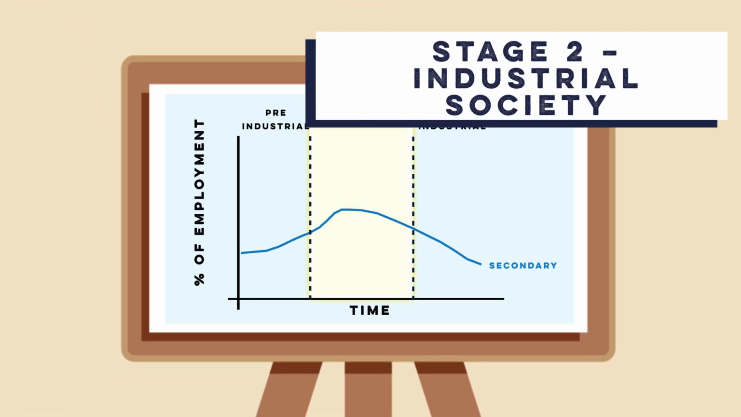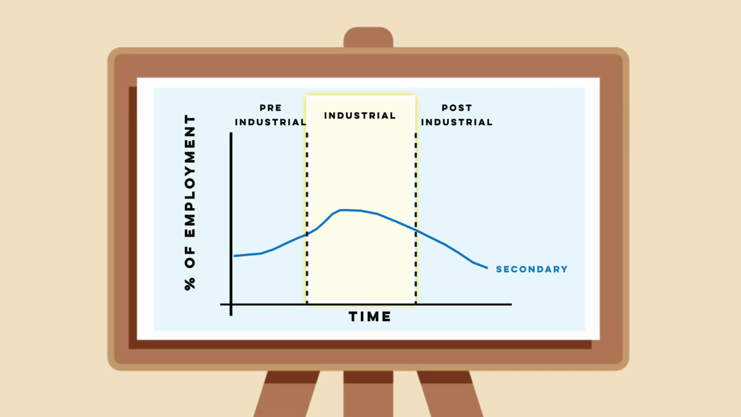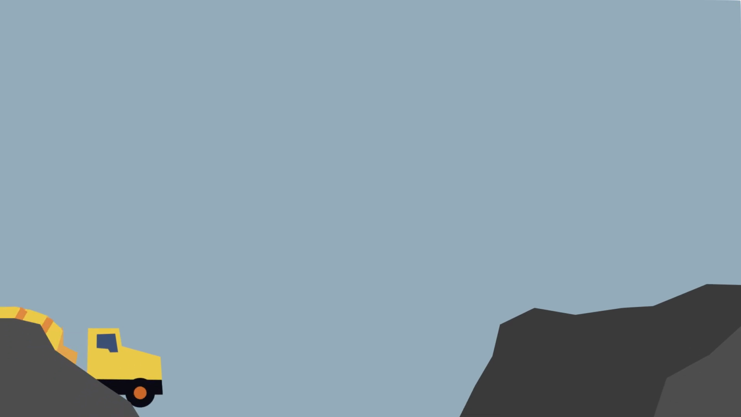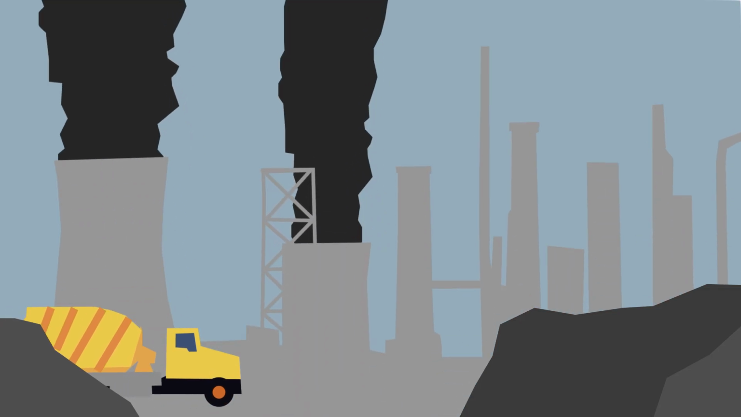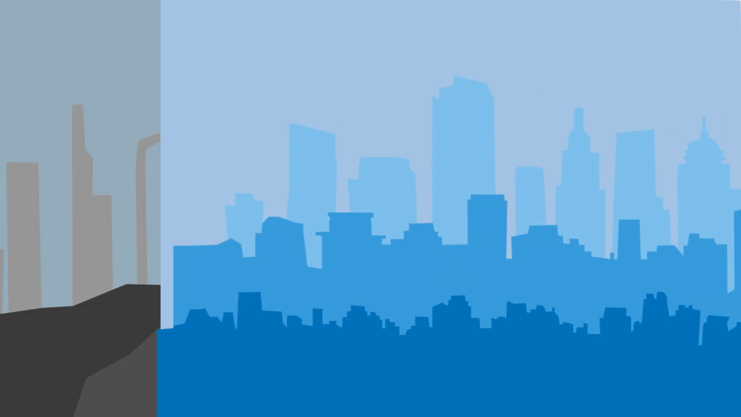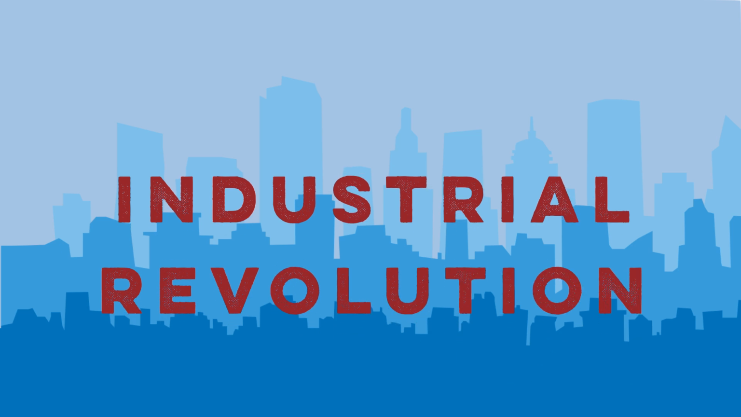Stage 2, the industrial society. As a country develops, they move into the secondary sector. This stage includes the growth of factories and manufacturing, urbanization as people move to cities for jobs, and decline in the primary sector employment. This is often linked to the Industrial Revolution and can be seen historically in countries like the UK.